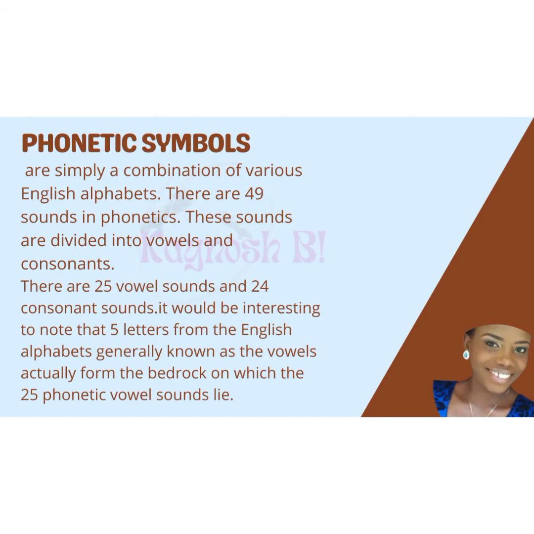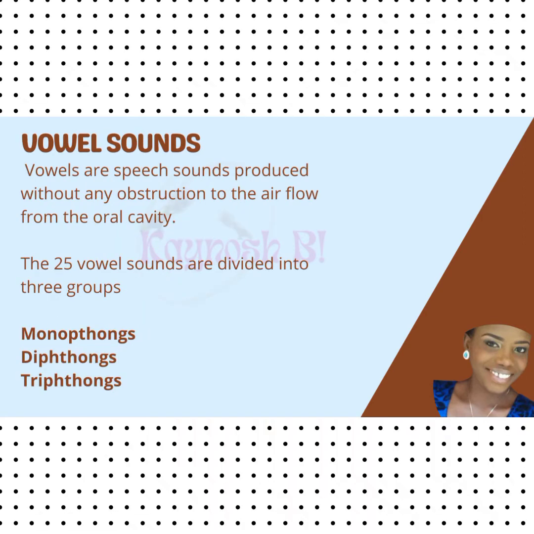So now let's go on to vowel sounds. Vowels are speech sounds produced without any obstruction to the airflow from the oral cavity. So when you're pronouncing vowel sounds, there is no obstruction to the airflow. The 25 vowel sounds are divided into 3 groups: the monophthongs, diphthongs, and triphthongs. The monophthongs are further divided into 2 forms, short vowel sounds and long vowel sounds.